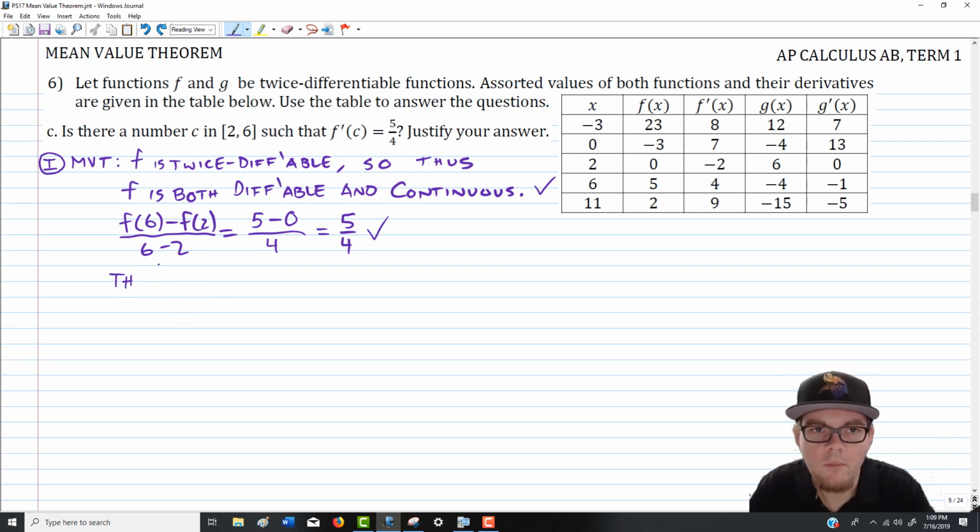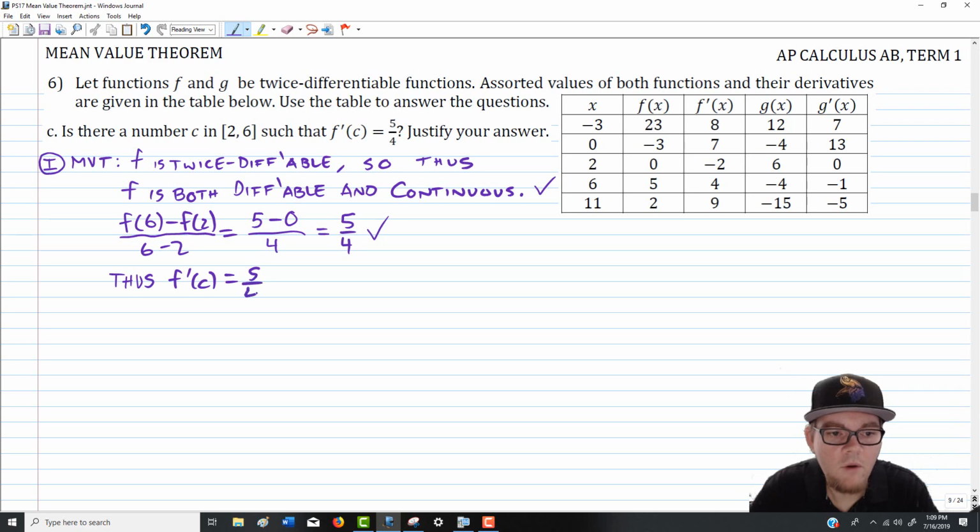If I wanted to restate this formally, or do it without having to show all this extra work, I'll write this in one better step. I'd say because f is twice differentiable, f is both differentiable and continuous. And since f of 6 minus f of 2 over 6 minus 2 equals 5/4, thus f prime of c equals 5/4 for some c in 2 to 6 by the mean value theorem.